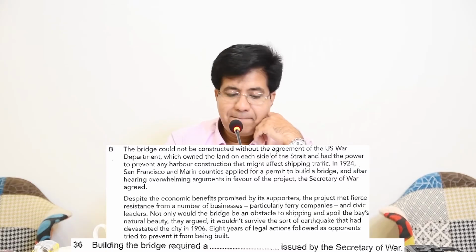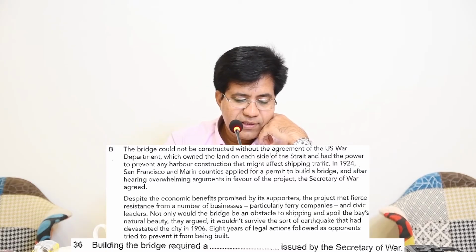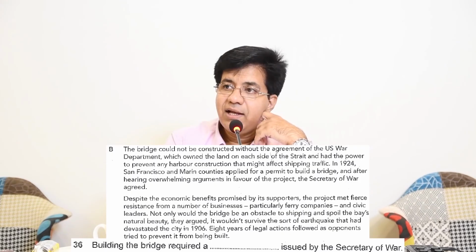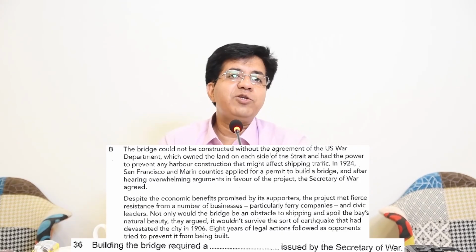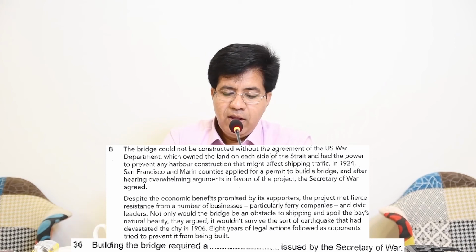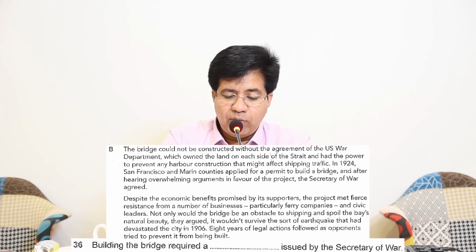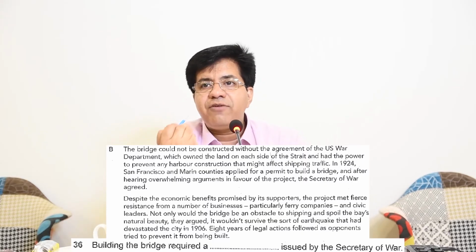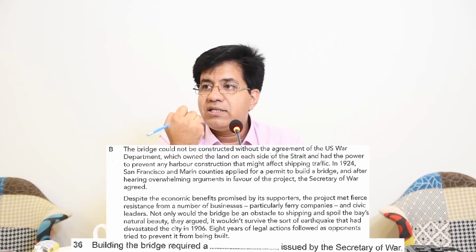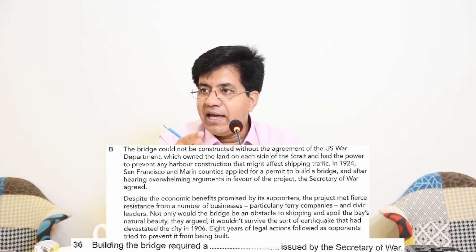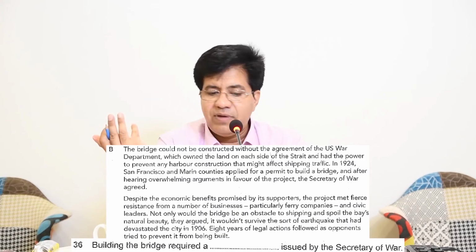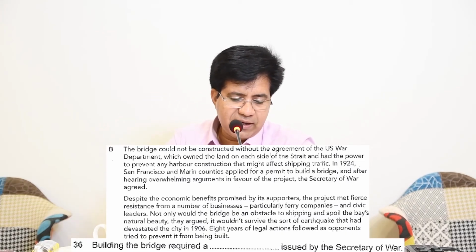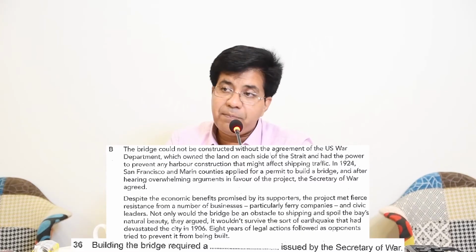So in the first line, this tells us constructed without the agreement. Okay. All right, listen. Let's go back to the questions. Agreement is not the answer, I tell you. Building the bridge required. Now, they signed an agreement, but they didn't say what it is that the bridge making requires. Requires means you need that. For example, driving requires a license. Driving requires a license means there should be a permit for driving. Now come back. You said agreement. The bridge could not be constructed without the agreement of the US War Department.